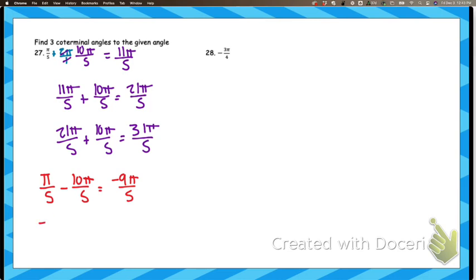And then again, I can do it multiple times. I can keep subtracting or adding 2 pi as many times as I want to. Any of these are coterminal angles.